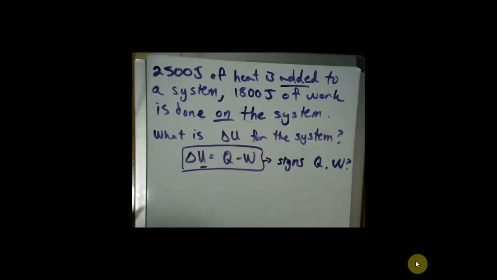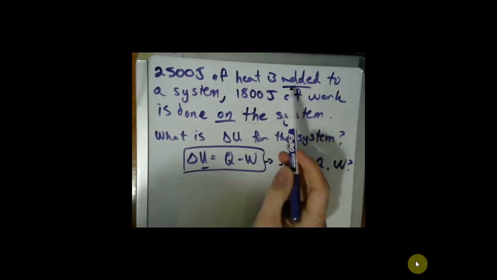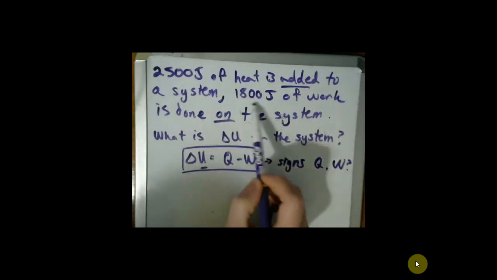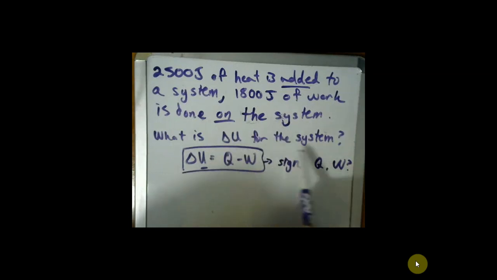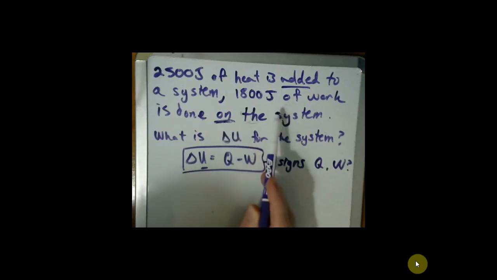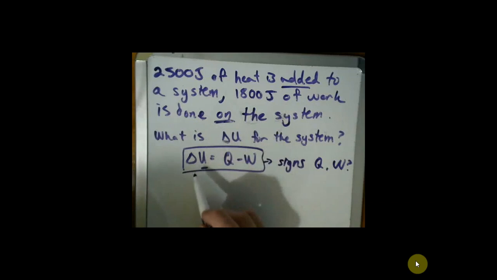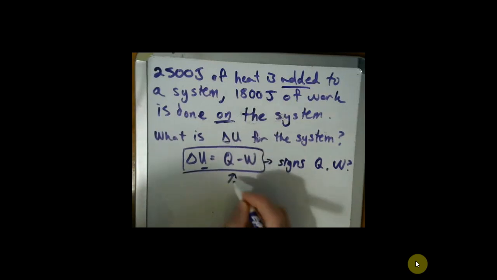All right, so let's get to our example problem. 2,500 joules of heat is added to a system. 1,800 joules of work is done on the system. What is the delta U for the system? So thinking about what this problem is telling us: on the system, added heat. So we should intuitively think that we would have to add the amount of heat and the amount of work in this problem. But we have to remember our equation here.